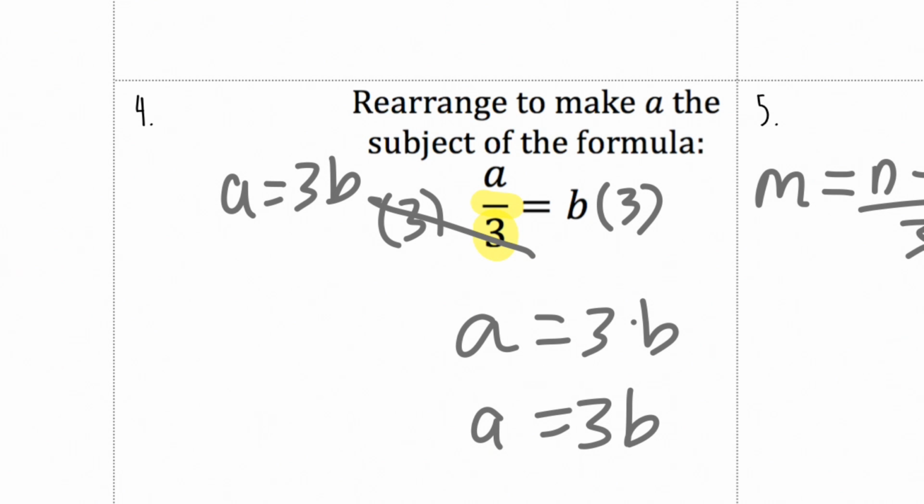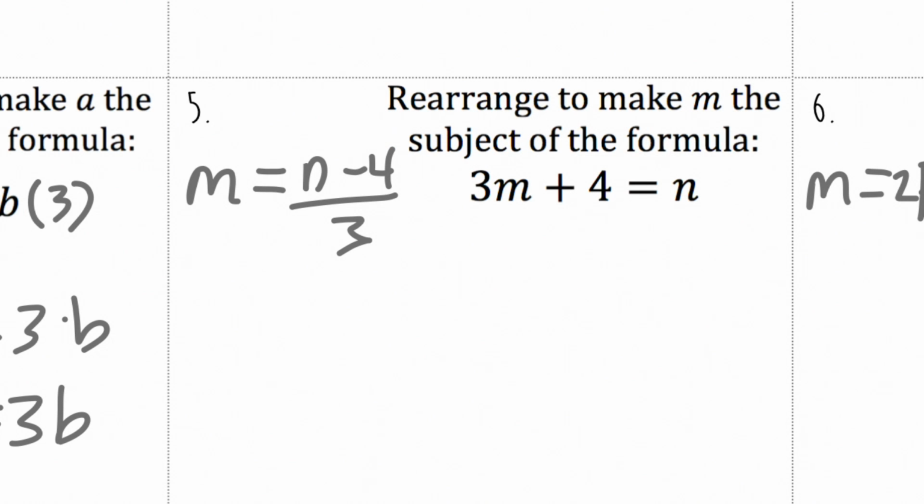Okay, looking at problem number 5, this one might have been a little trickier for you because there's more than one thing happening to M. So here we have M being multiplied by 3, but we also are adding 4. So when we're dealing with this, we want to actually undo the addition first and then undo the multiplication second. So whatever is attached to M, you undo generally last.